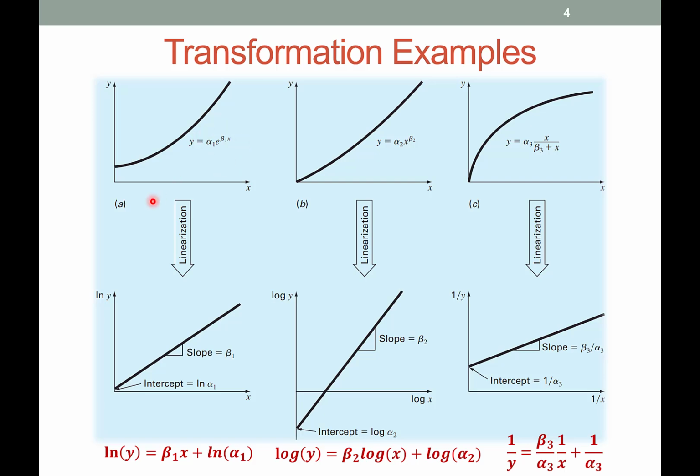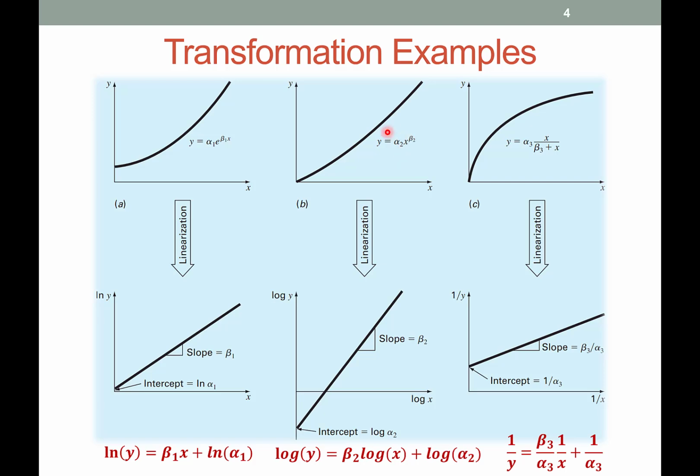For example, in A here, for this exponential function, we can linearize it by taking the ln, or natural log, of the left side and the right side. And what we would end up with is ln y equals beta 1 times x plus ln alpha 1. So here we can see in this function, beta 1 is the slope, and then ln alpha 1 would be the intercept for this given model.